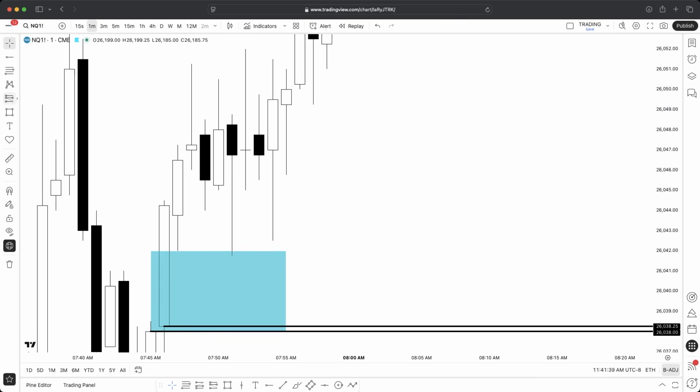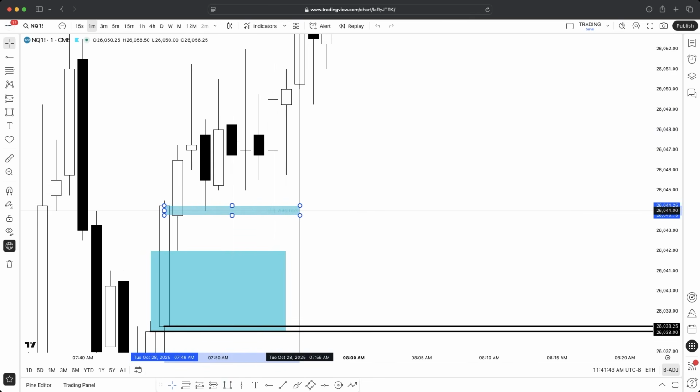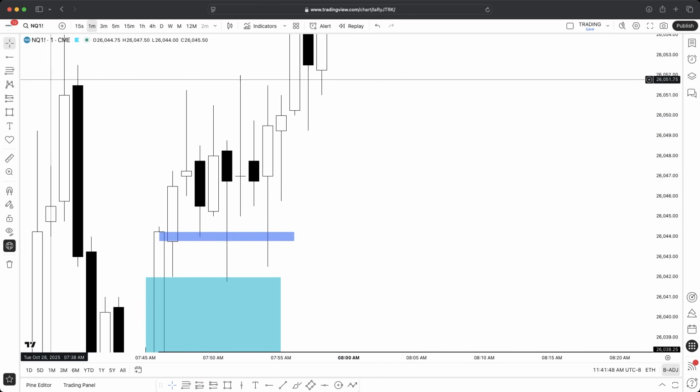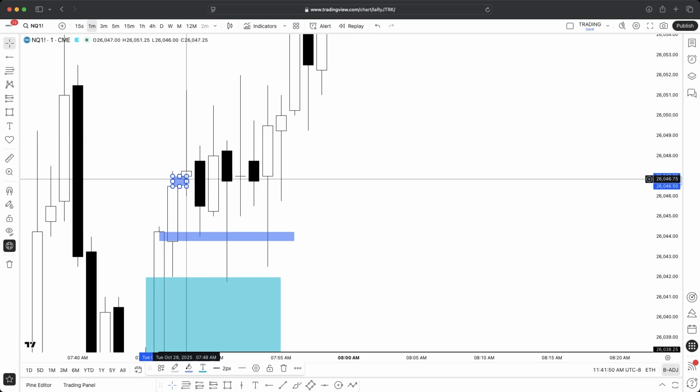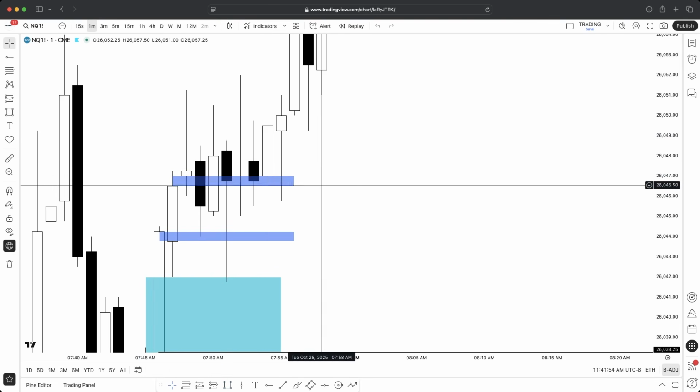If we go higher, we have a bullish overlap level right here. So this is your bullish overlap. I'm going to make this darker blue. And then we also have a bullish volume imbalance right here. Look at how this volume imbalance is getting traded through, though.